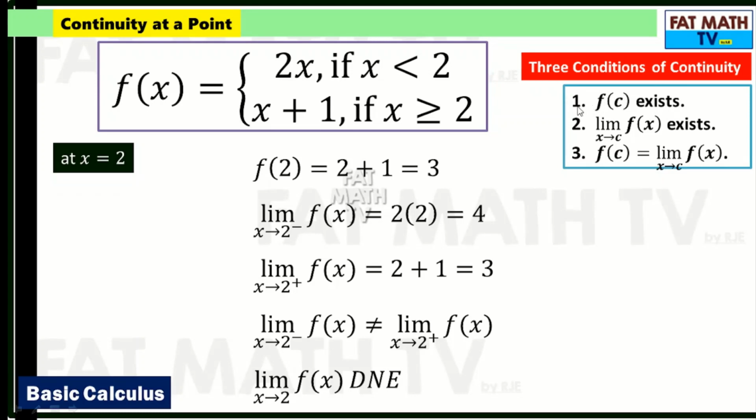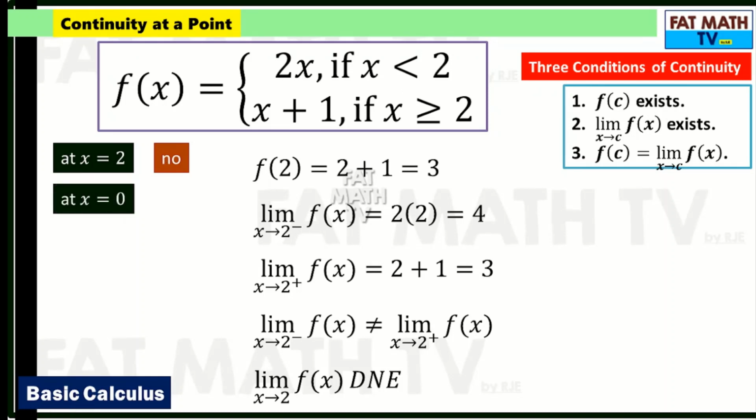So condition number 1 is satisfied. F of 2 exists. It's equal to 3. But condition number 2, the limit does not exist. So it doesn't satisfy number 2. So therefore, it also doesn't satisfy condition number 3. So at x equals 2, the given function is not continuous. So no.